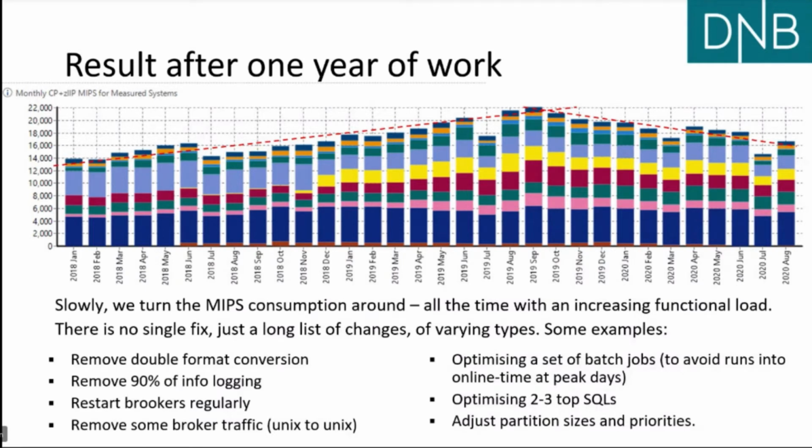Also, there were other things we did which were not related to the integration component. We optimized some batch jobs. You can say the batch jobs run during the night, but sometimes when they take a long time, they spill into online time, and typically that happens on peak days in banks. There is a lot of traffic during the night, and of course there is a lot of traffic on some of the worst days online, so it spills over and it can cost quite a lot.